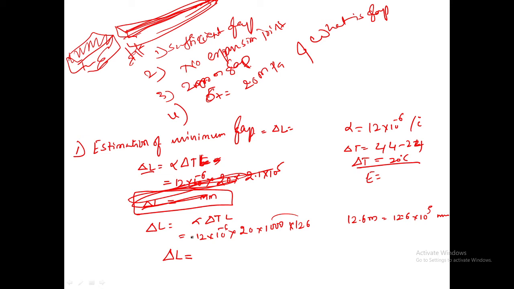0.02 into 10 to the power of minus 3. Correct it. Now 10 to the power of minus 6, 10 to the power of 3. You will get some cancellation. 3.024 mm, sir. 3.024 mm. Okay. Now this is the minimum gap that is required to get the thermal stress as a 0 value. Okay.